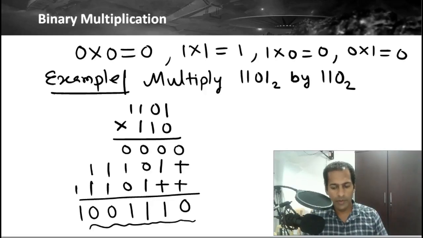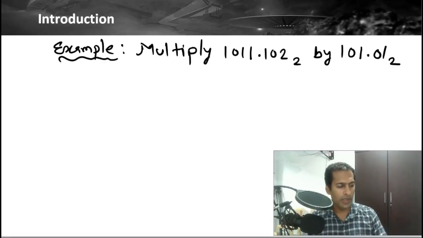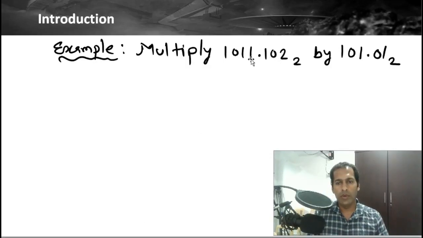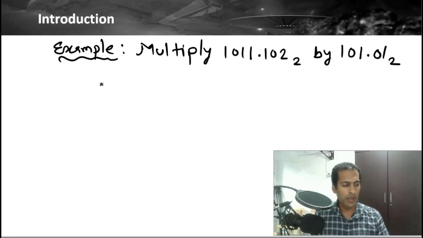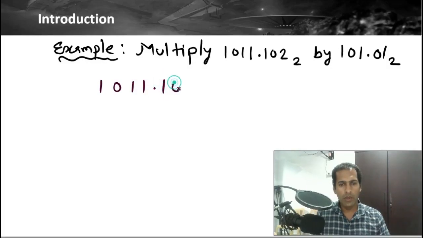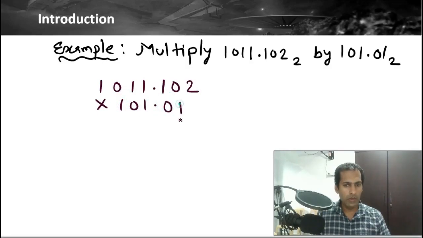So let us see one more example on multiplication. So the example is multiply 1011.10 by 101.01. So like same steps we will take here. So let us write down. We have 1011.10 multiplied by 101.01.